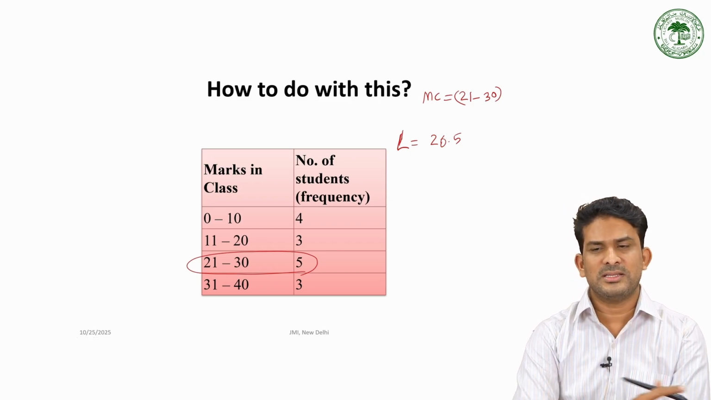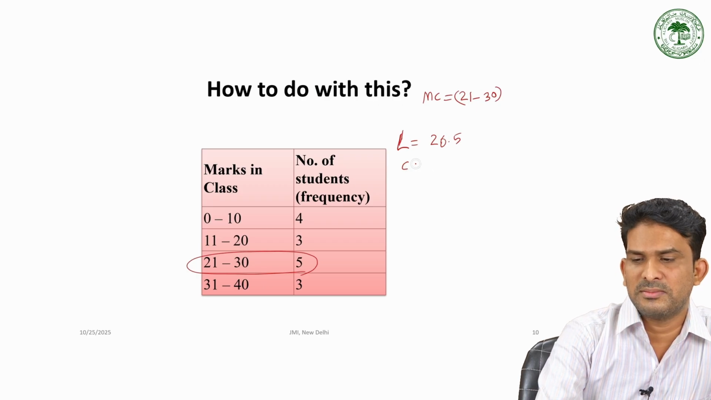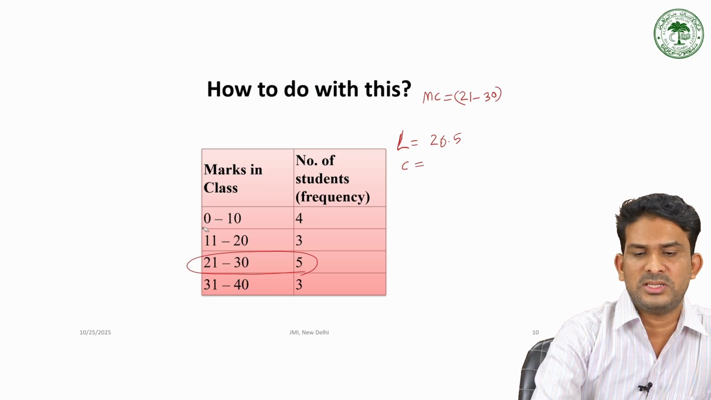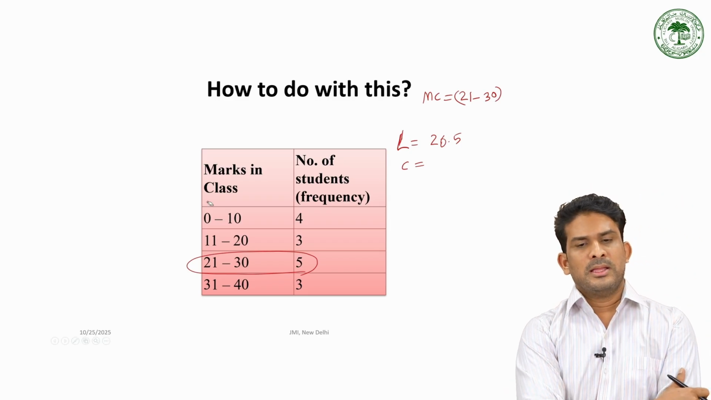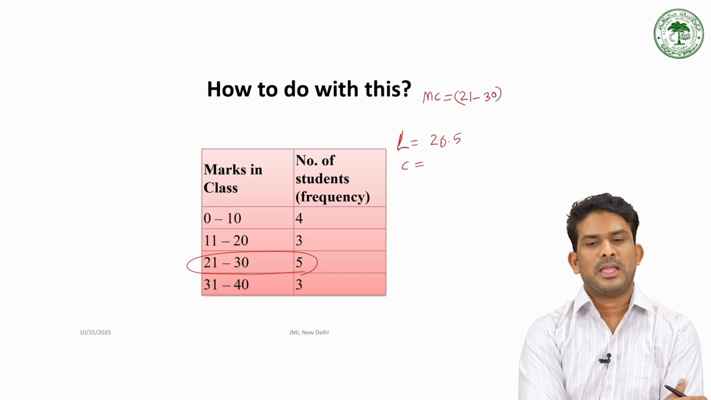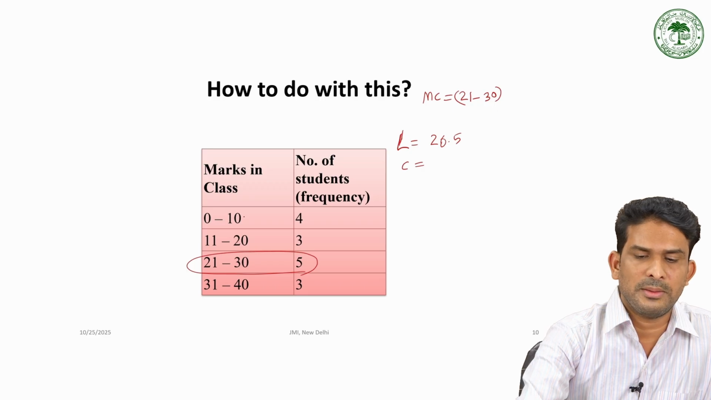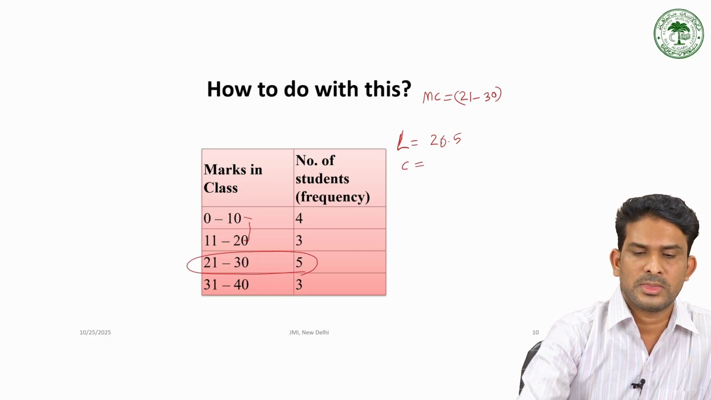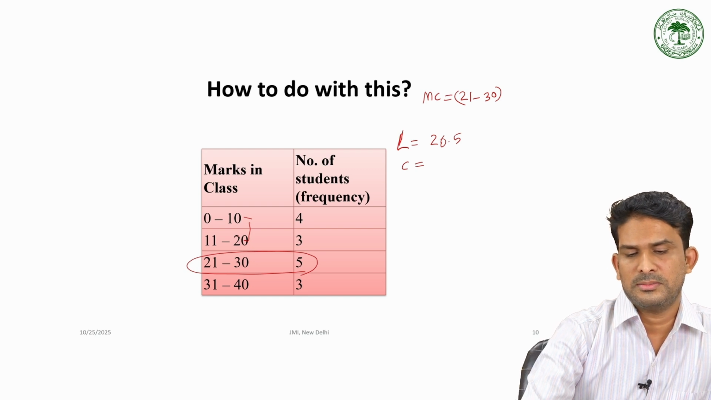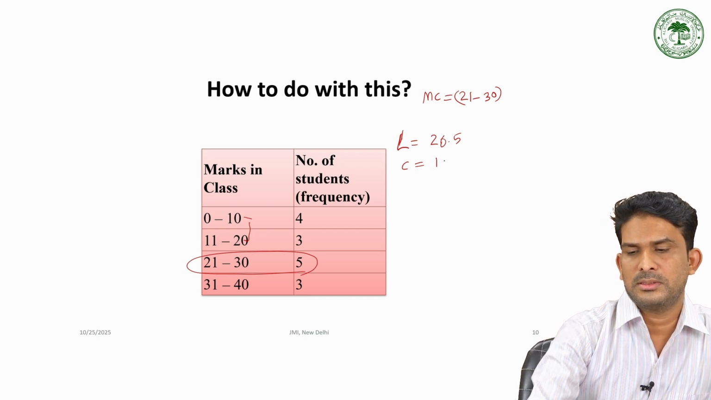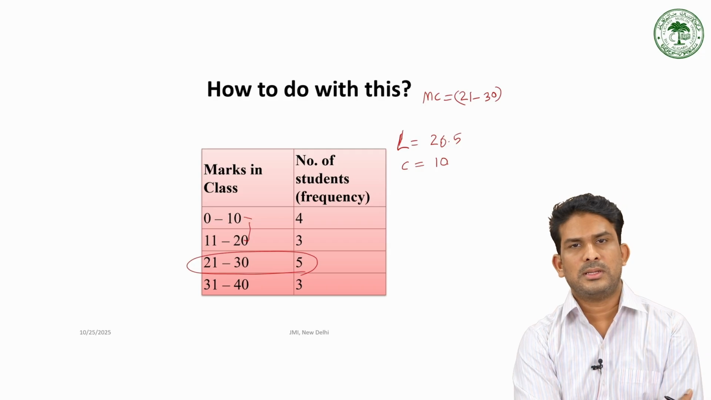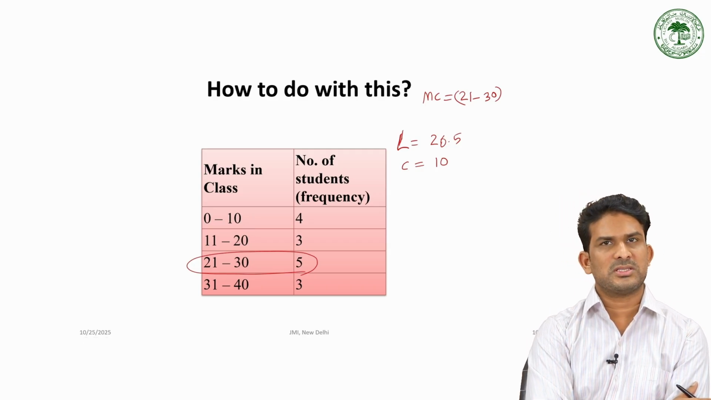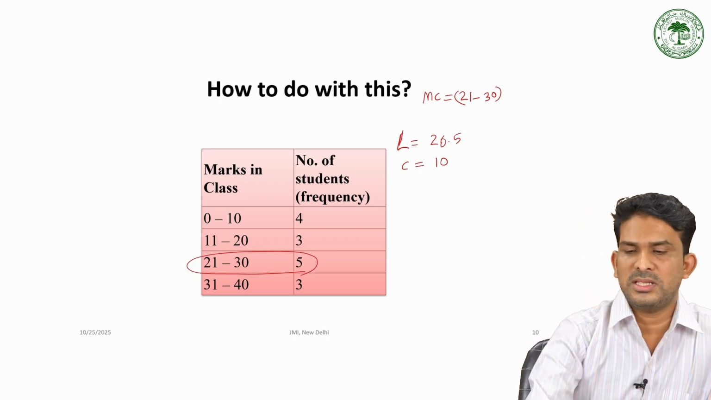What is next we need? C. What is the class width here? Class width is the difference between any adjacent upper limits or lower limits. So this is the class limit. What is it? 10, right? 10 is the class width. Any confusions?